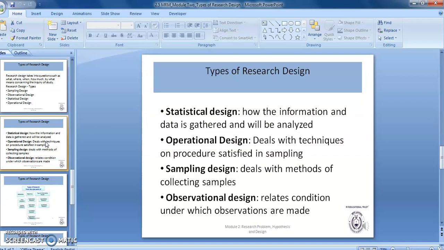So what is a statistical design? The statistical design is generally deployed when the information and data is gathered through a particular format and it shall be analyzed. So that is called a statistical design. Operational design, on the other hand, deals with the techniques and procedures connecting to various methodologies.